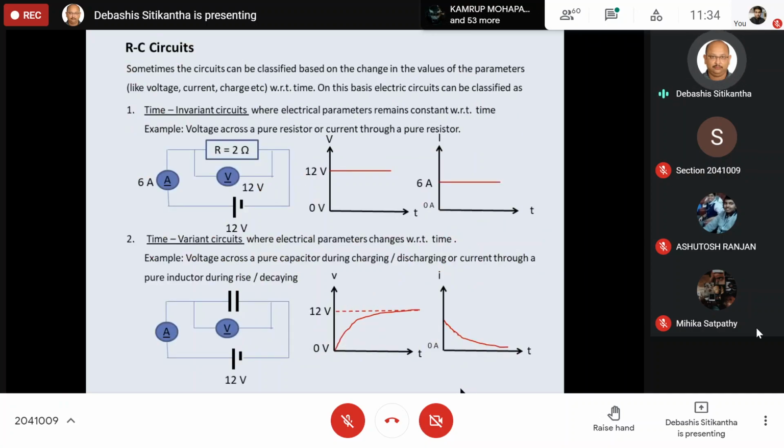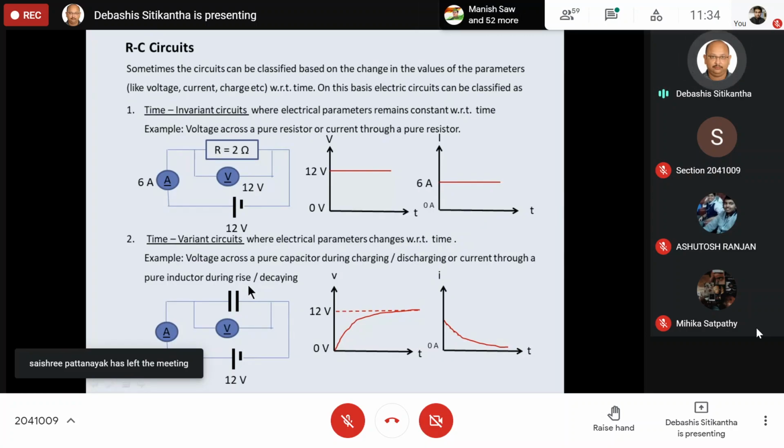Now we'll study about this RC circuit. Before this RC circuit, let me tell you that in engineering, we have different types of circuits. We have something known as time variant circuit and time invariant circuit.